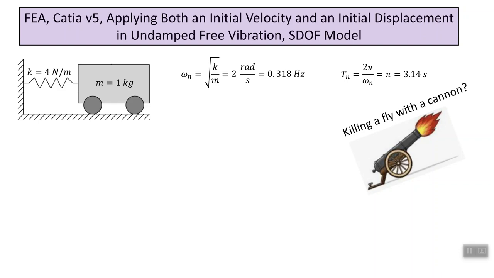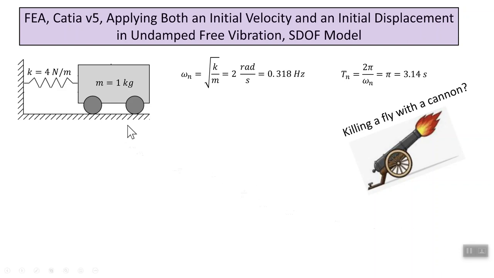The thing is that in Catia, you don't have free vibration. You have to do everything as a forced vibration, and there's no provision for specifying initial conditions either. So we basically have to trick it to do the thing that we want. This particular video is when you have both initial displacement and initial velocity specified, and it's an undamped free vibration.